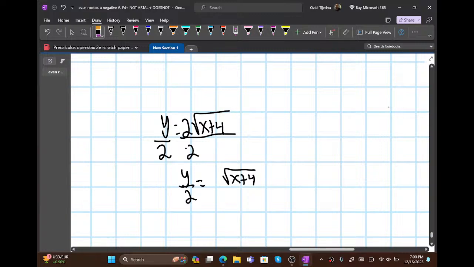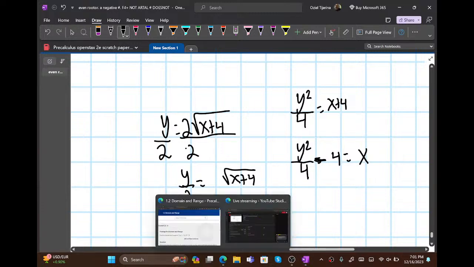If I do that, and then I say y squared over 4 equals x plus 4, then minus 4 is equal to x. I really don't know, guys. This is really tricky. I'm stumped. I'm wondering how it's true for this one.